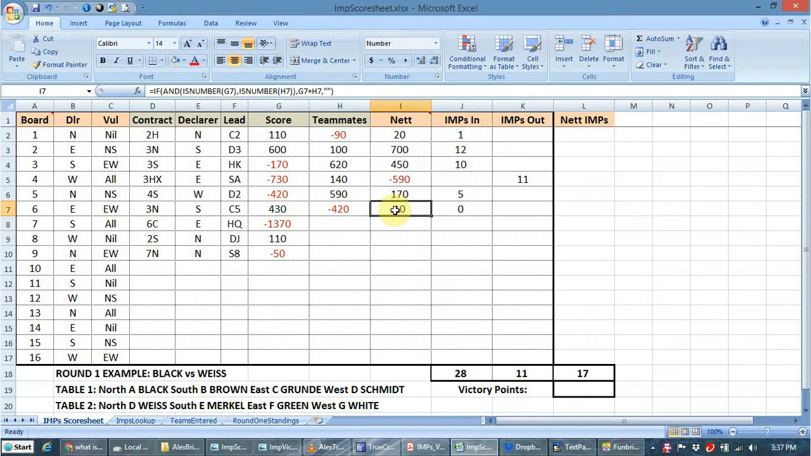It's only 10 points difference. And we'll see in a moment why it doesn't actually make any difference at all, 10 points difference. So here, there's just a 10-point difference. We won that board by 10 points.